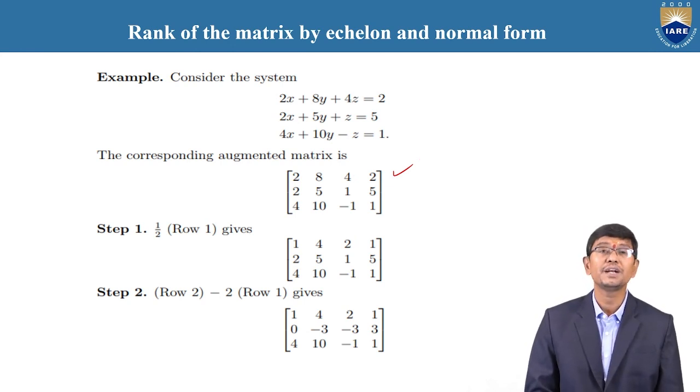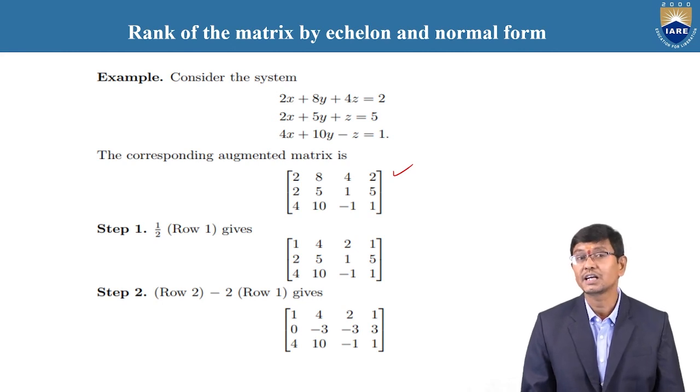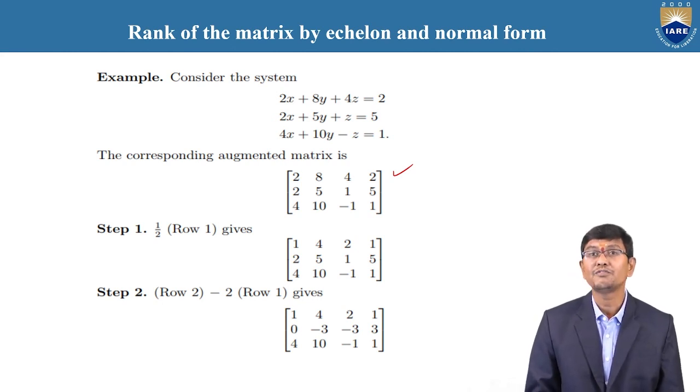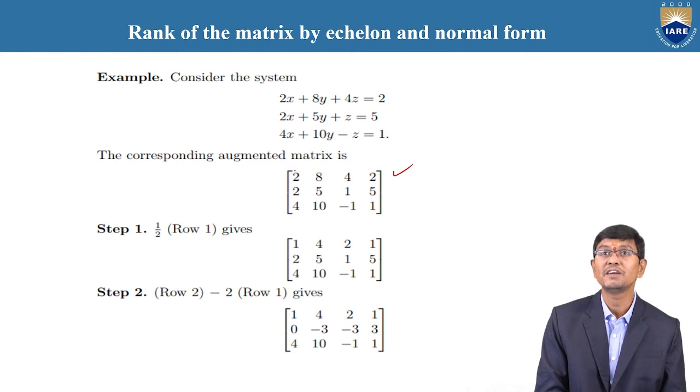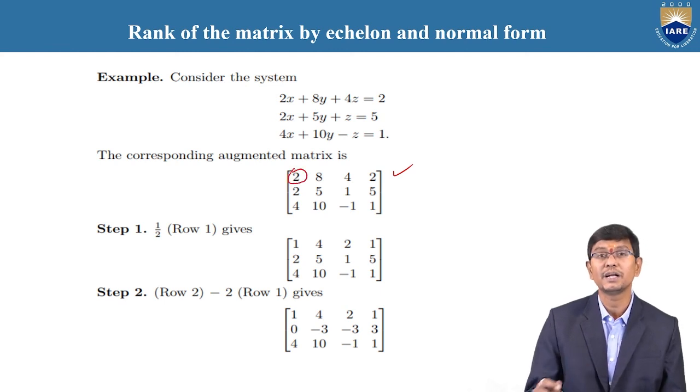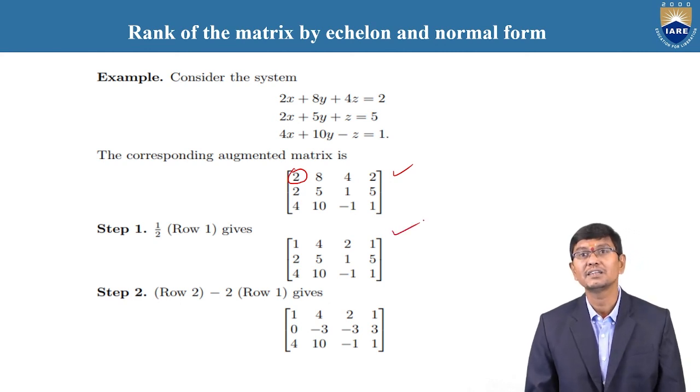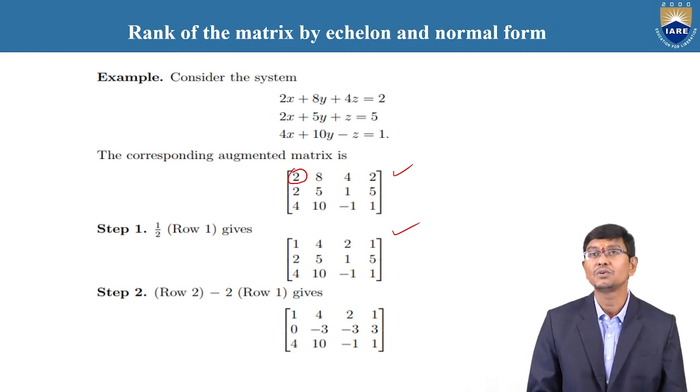First, we need to reduce it so that the first row, first column, first element is 1. By dividing the first row by 2, the given matrix is reduced to the first row 1, 4, 2, 1, and the second and third rows are as they are, we are not going to modify anything: 2, 5, 1, 5 and 4, 10, minus 1, 1.